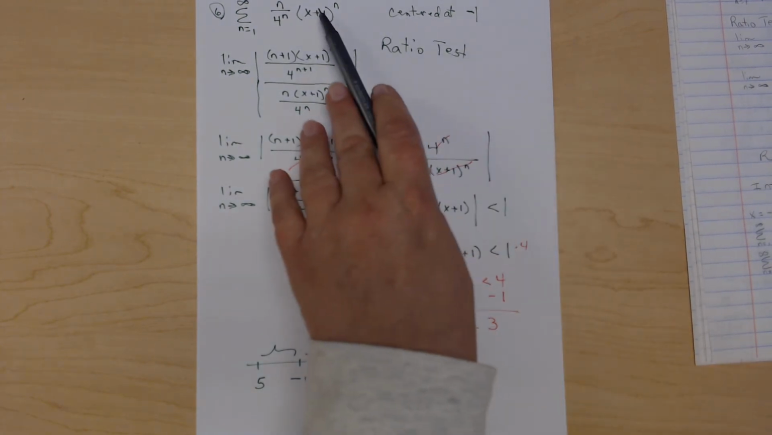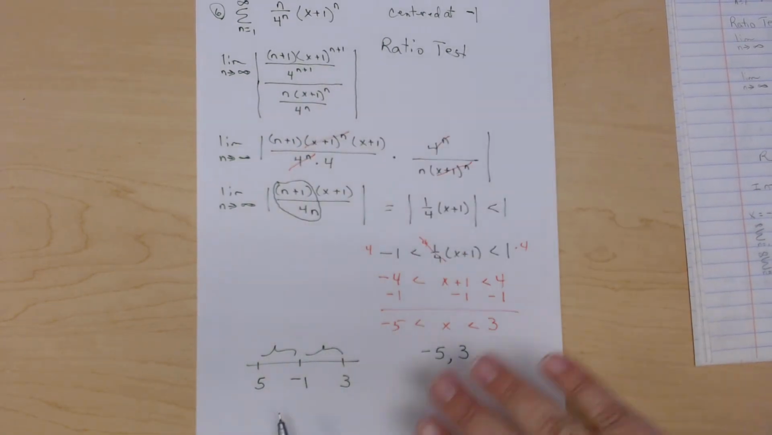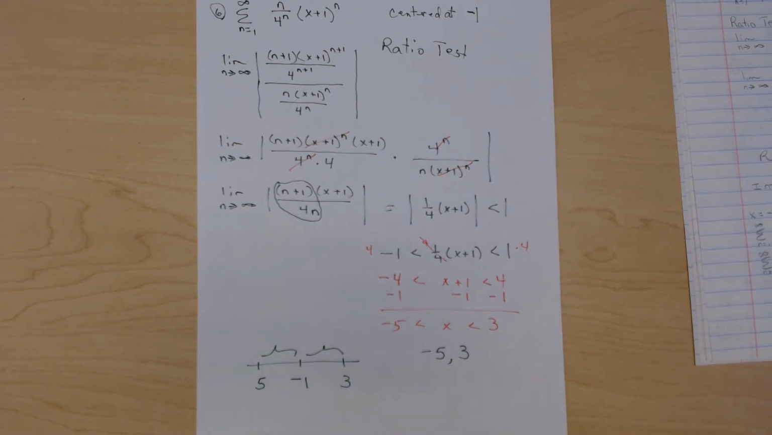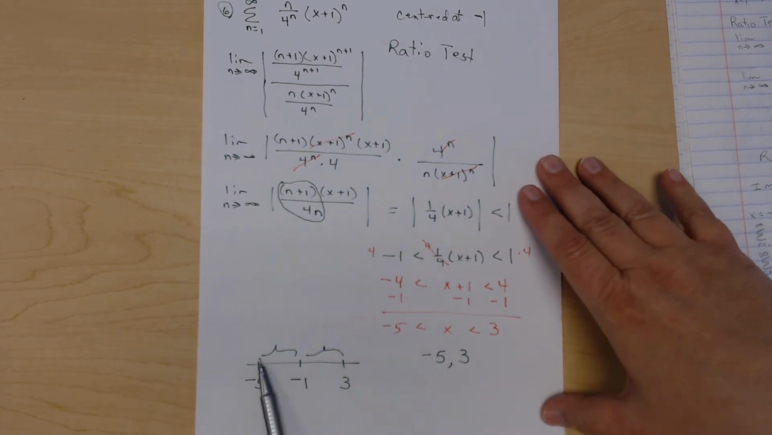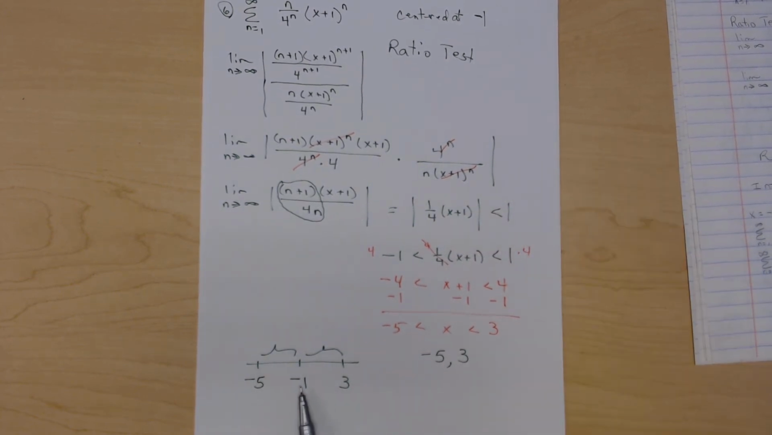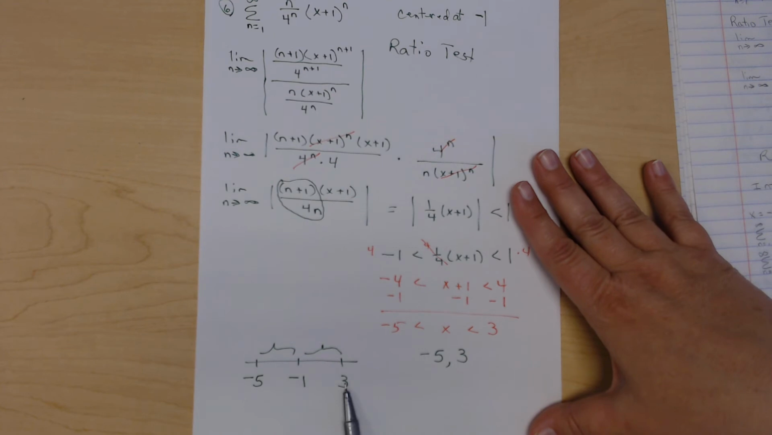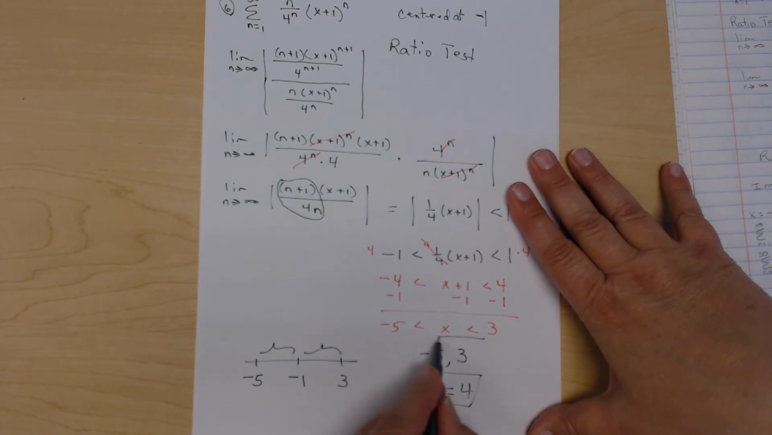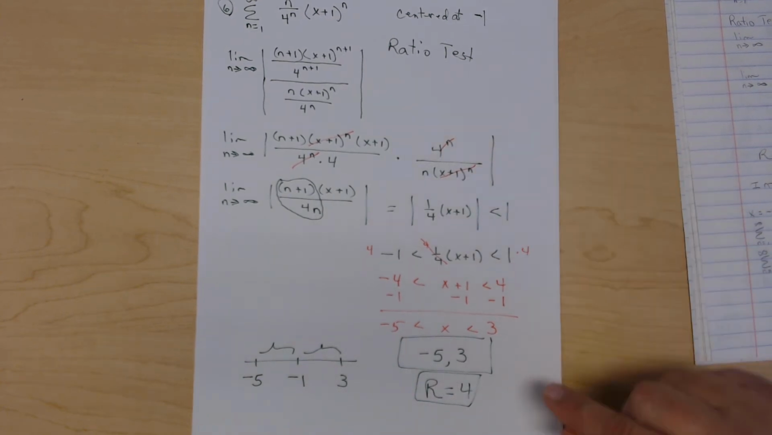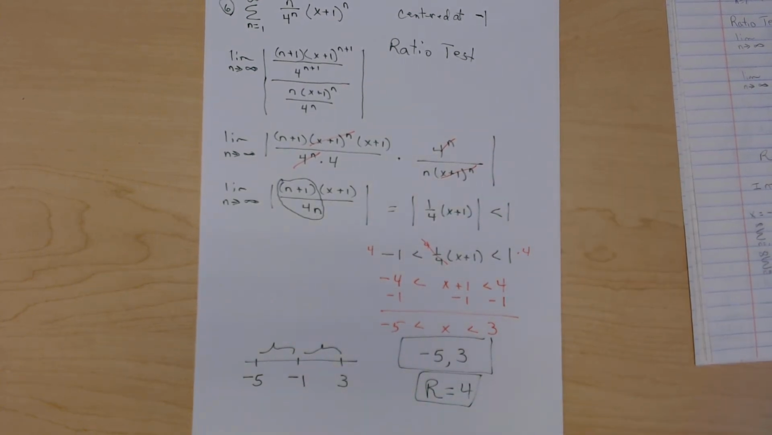I'm centered at -1 because of that +1. Okay, and I'm going from -5 to 3. So this distance better be the same both ways, and that's my radius. And so that is 4. Notice this is -1. So from -1 to 3, that's 4. From -1 to 5, that's 4. So my radius is 4. And this is my interval. I just have to test -5 and 3.